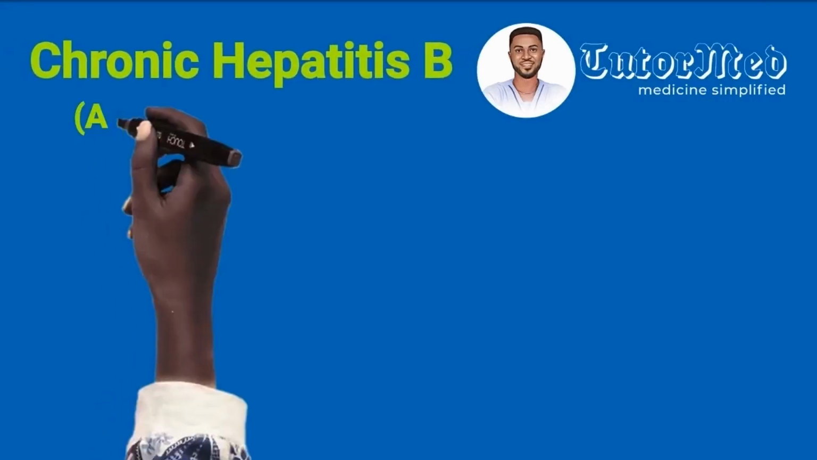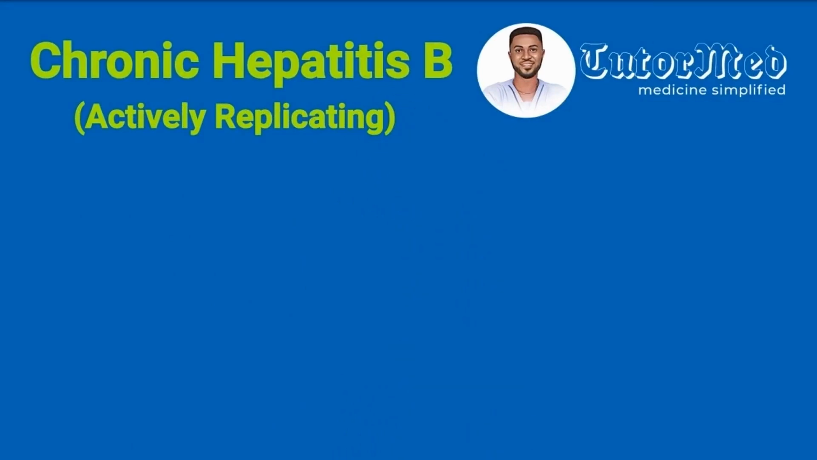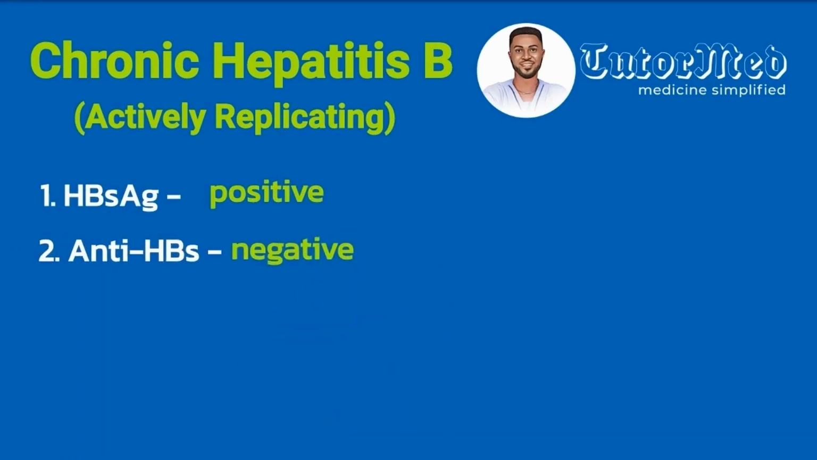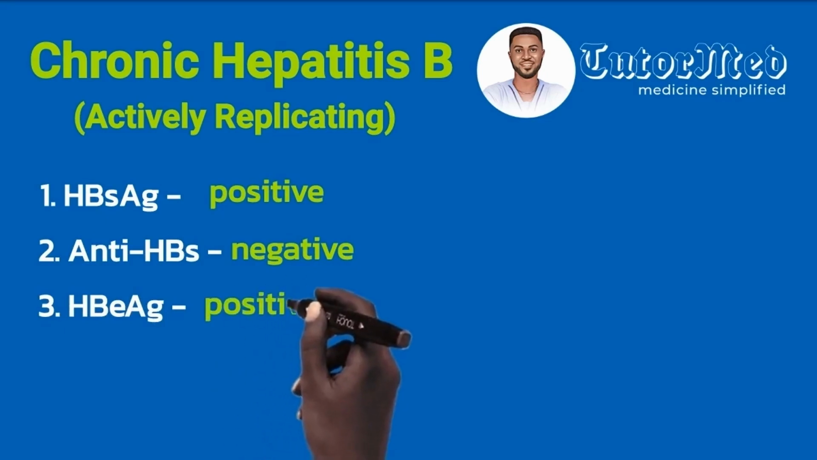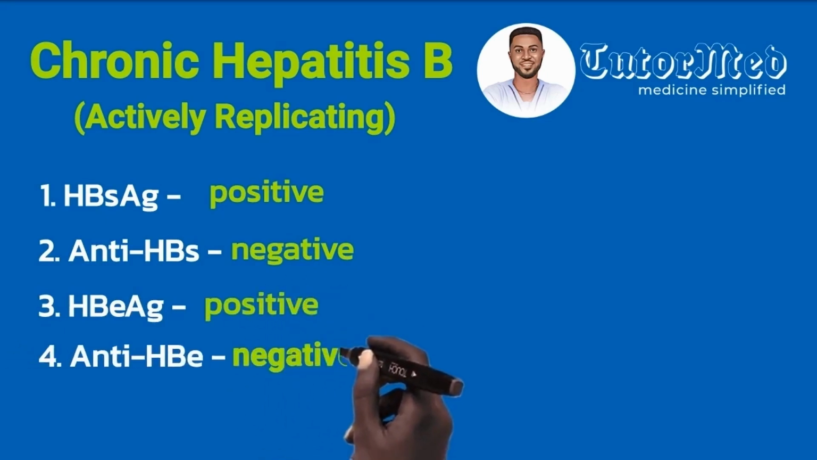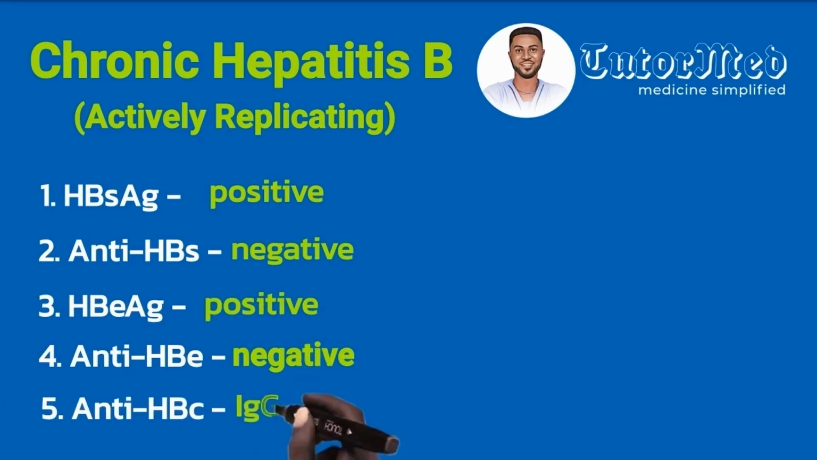Can you guess what the profile of a patient with an actively replicating chronic hepatitis B infection will look like? Yes, you guessed right. The surface antigen will be positive because the patient has the infection, while its antibody will be negative because the patient has not developed immunity. Because the virus is actively replicating, the envelope antigen will be positive, while its antibody will be negative. And because it is a chronic infection, the core antibody will be positive, but this time it won't be the IgM, but the IgG.